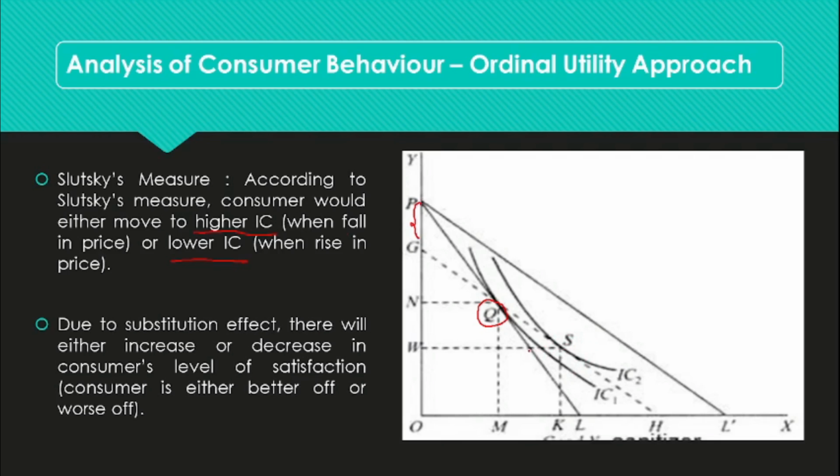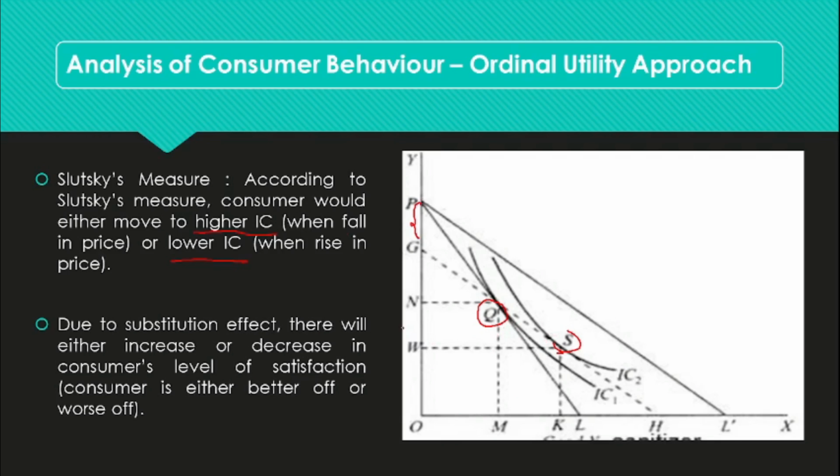So what is happening here? We can see that the consumer has shifted from the equilibrium Q to the new equilibrium S when there was a decrease in the price of one of the commodities. So this is what Slutsky has proposed, that when there is a fall in the price of one of the goods, the consumer will move on to the higher indifference curve and he will be better off.